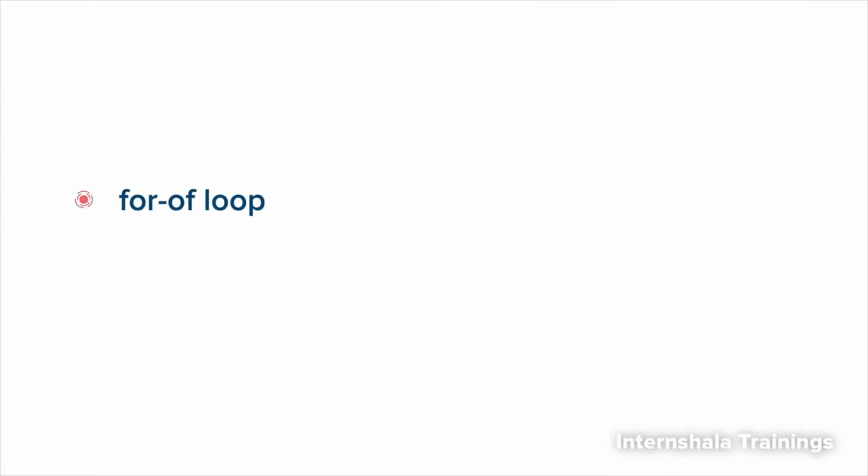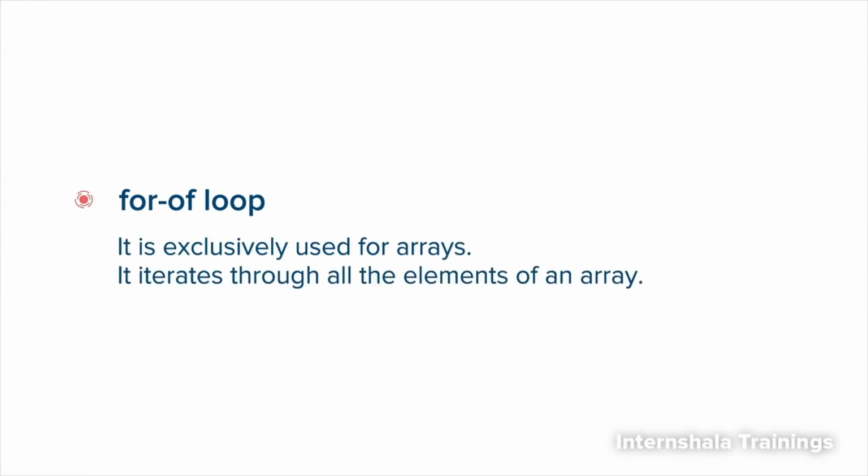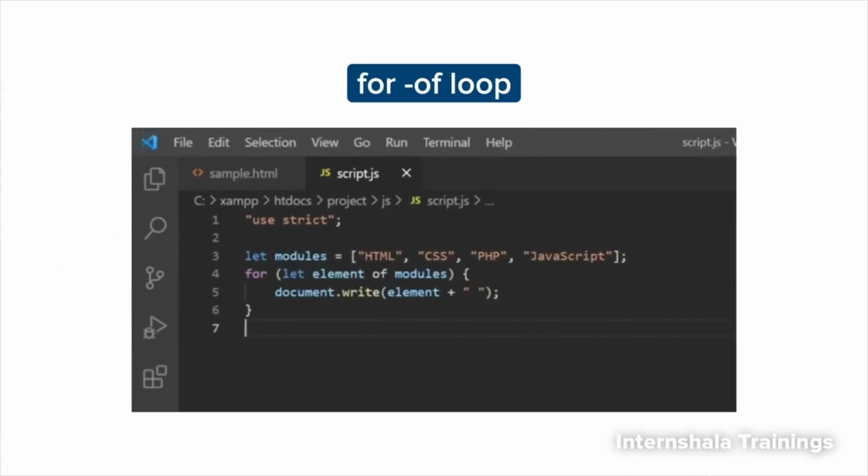Lastly, in this video, we will see for-of loops in arrays. If you remember, for-of loops are exclusively used in arrays, and it iterates through all the elements of the array. Let us have a look at an example. Here, we are iterating through the modules array and printing all its elements.